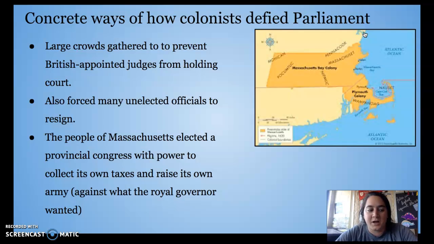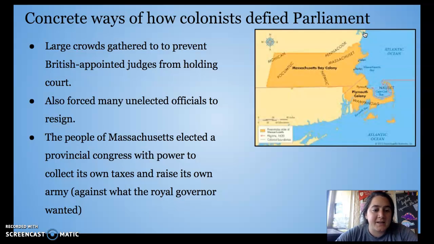They said, we're going to gather people and we're going to show you that we don't want you to do that. Second bullet point, it also forced many unelected British government officials to resign. They said, if we didn't elect you, you shouldn't be a leader. The only leaders should be people that we have chosen as a group that are going to represent us.